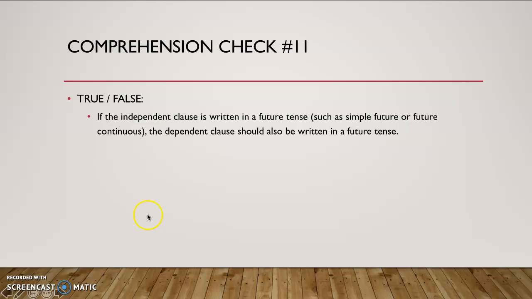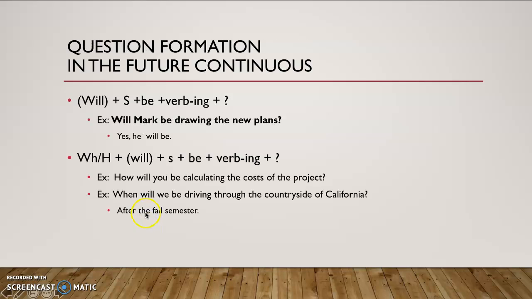All right, I hope you had a chance to answer that. Next question is regarding question formation in the future continuous. For the yes or no, we start with will. We'll follow it with the subject, then be, then the verb ing, and the punctuation is a question mark. For example, will Mark be drawing the new plans? Yes, he will. You can also say yes, he will be.